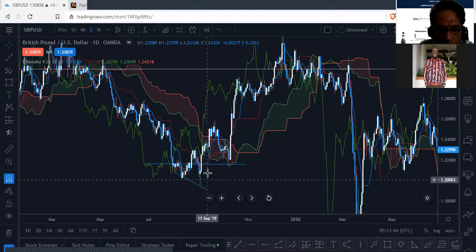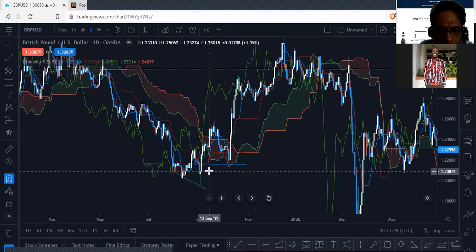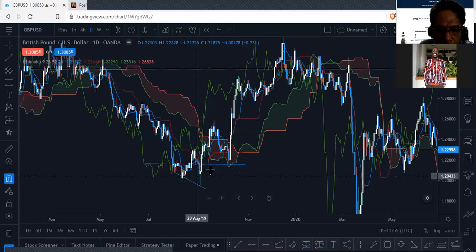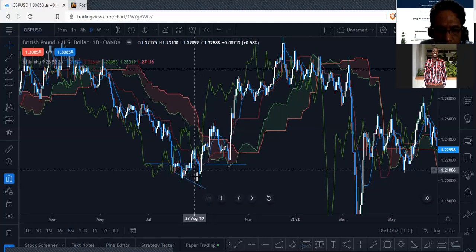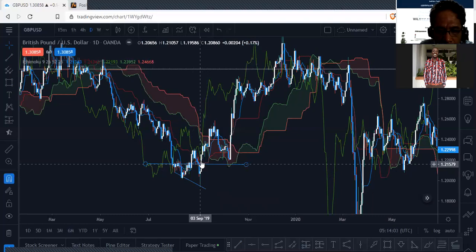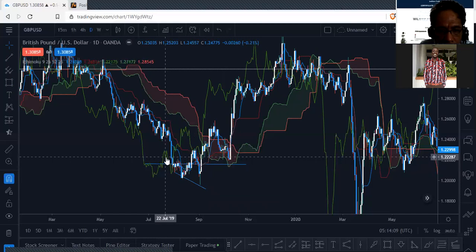This is what you call a pin bar. This is a hammer, right? And we can also say that this is a morning star in this location, right? And it was followed by a very strong movement of the market. As you can see here, using the Chikou, you can see that one.